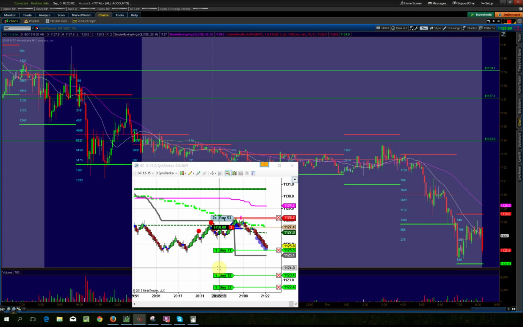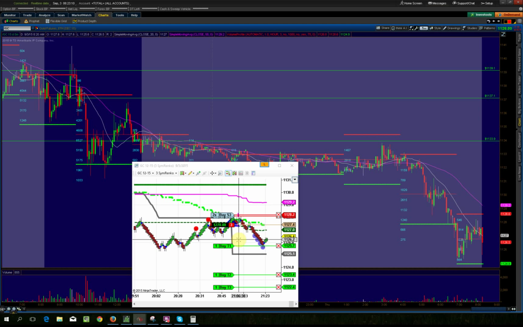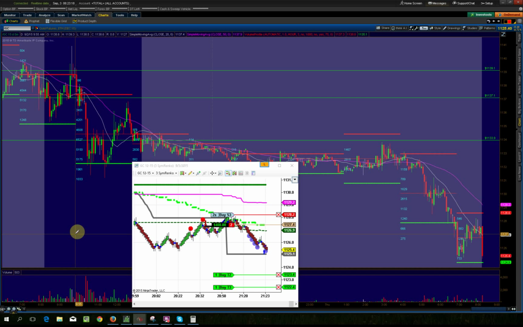Okay, let me go ahead and move it up to 1125.7. Just want to at least lock in one of my contracts. See, now it's starting to go back the other way. So okay, target filled on 1. Still got 2 more and about $420 left off of this trade.